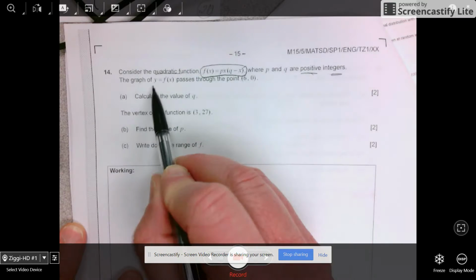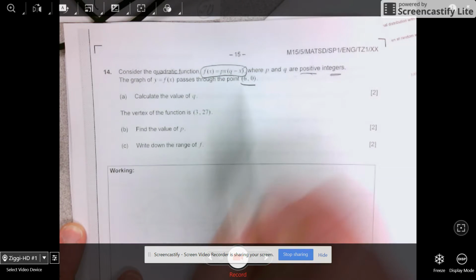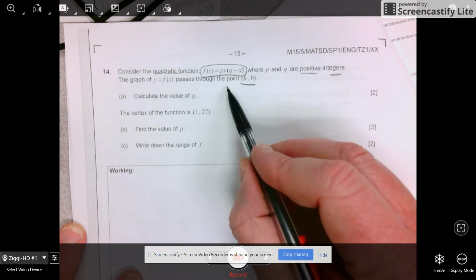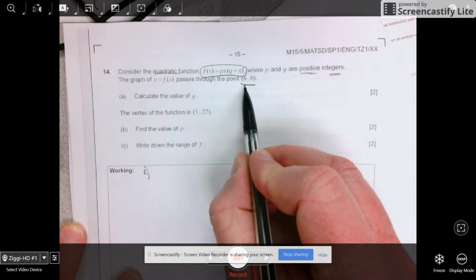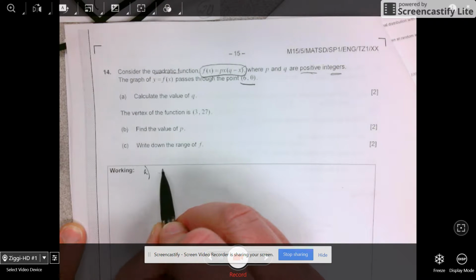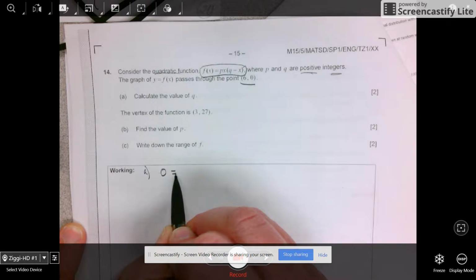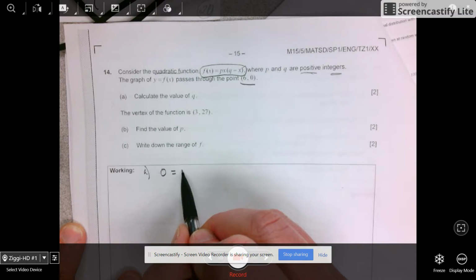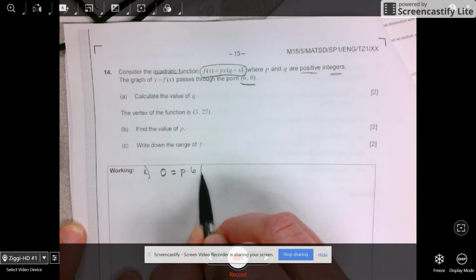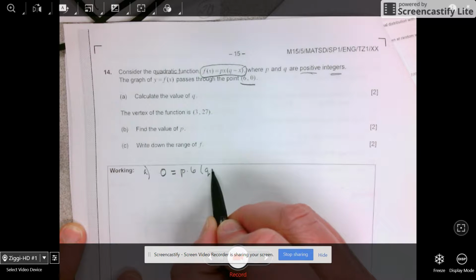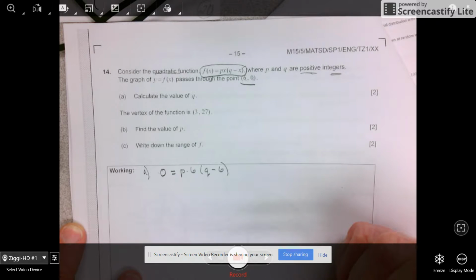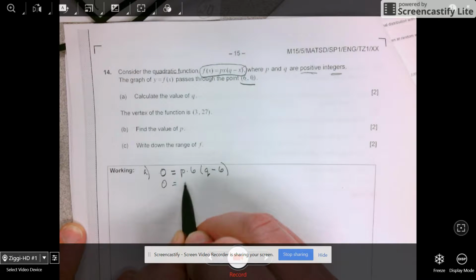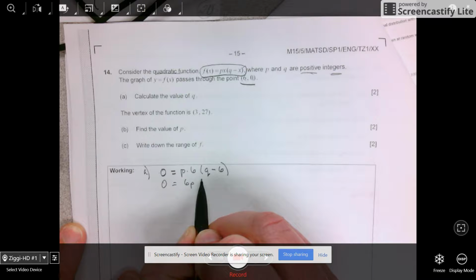Okay, so we know one thing. We know it passes through the point (6, 0). In these problems where they give you a weird function, they just gave you x and f of x. So substitute f of x, or y, equals p times 6 and q minus 6. Because x is 6, y is 0. So 0 equals 6p times (q minus 6).